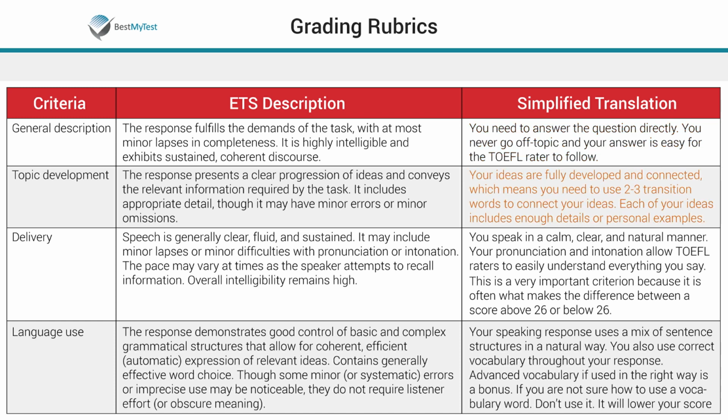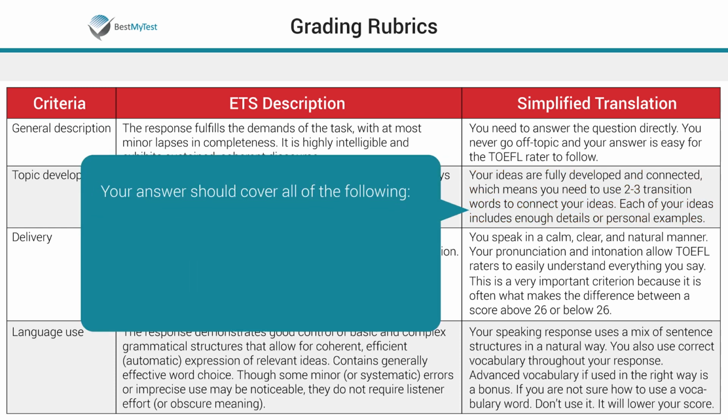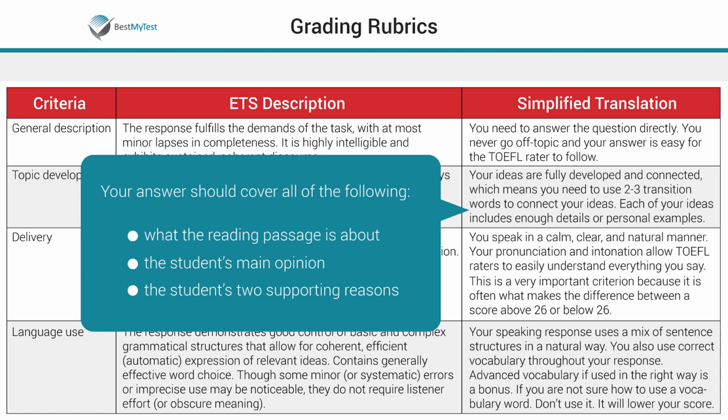All right, the next is topic development. So here, the key word is transition. Make sure you're using transition words correctly, adequately, and appropriately. You want to make sure that you have at least 2 or 3 in your answer so that your idea flows smoothly from one idea to the next. And remember that the examiner expects you to answer the following thing. Your answer should talk about what the reading passage is about, the student's main opinion, and their 2 reasons for that opinion. Make sure your answer has all 3 of those things.